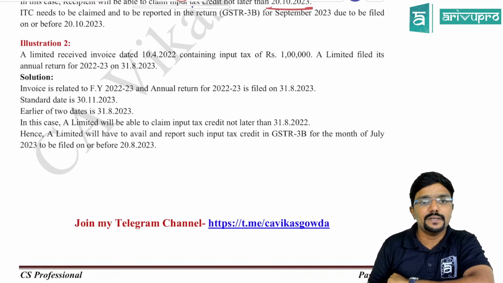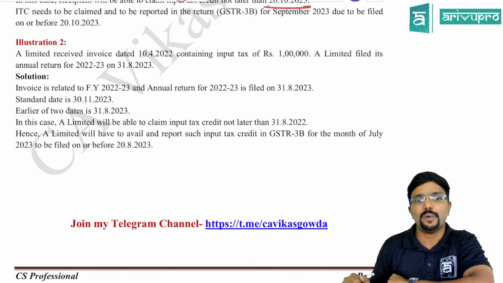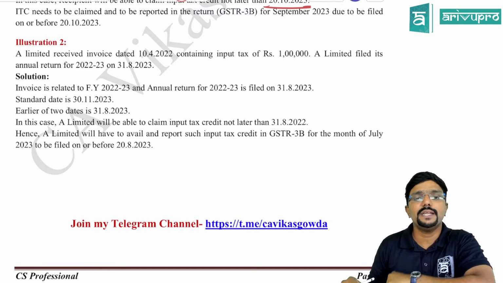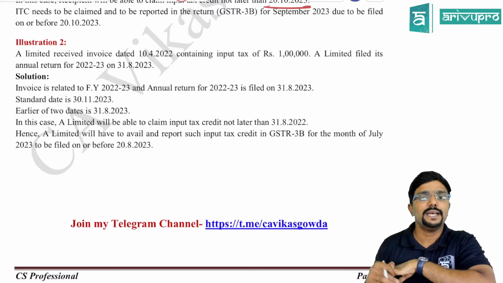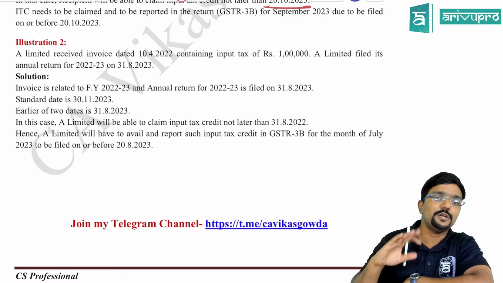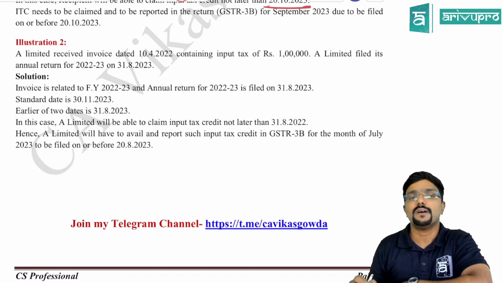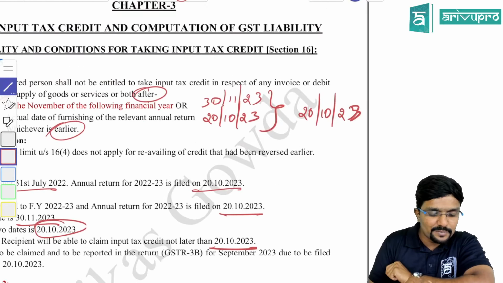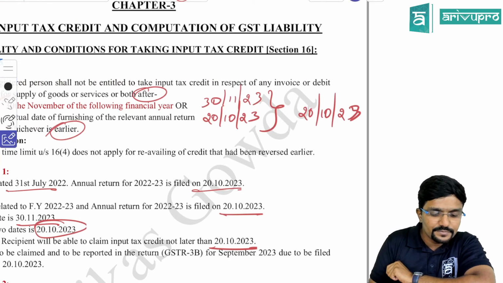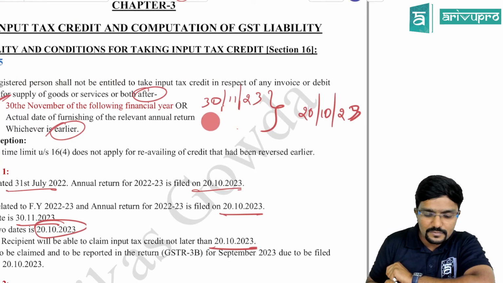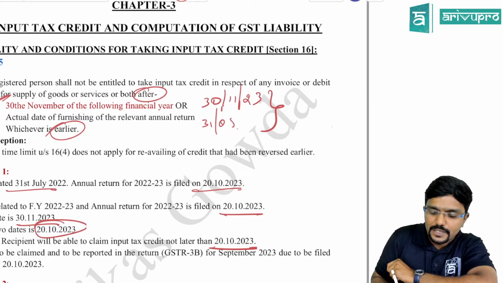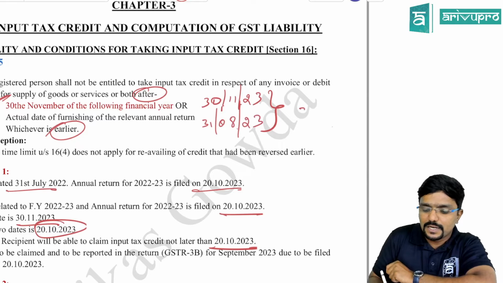A Limited received invoice dated 10th April 2022. Invoice is related to financial year 22-23 containing input tax of 1 lakh. A Limited filed its annual return for 22-23 on 31st August. Let me just change the scenario here as per my second illustration. So this is 31st August, 31st August 23. Whichever is earlier is what?